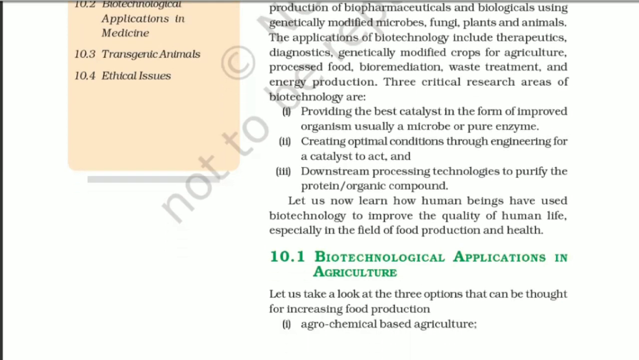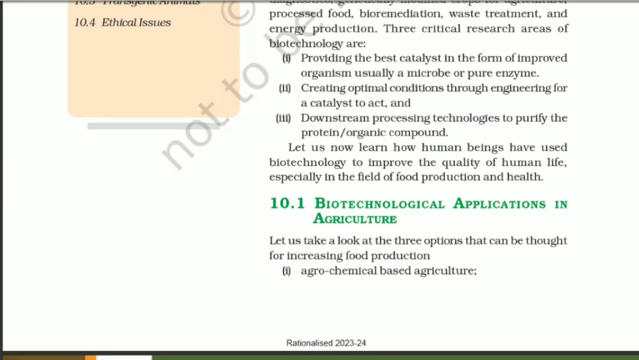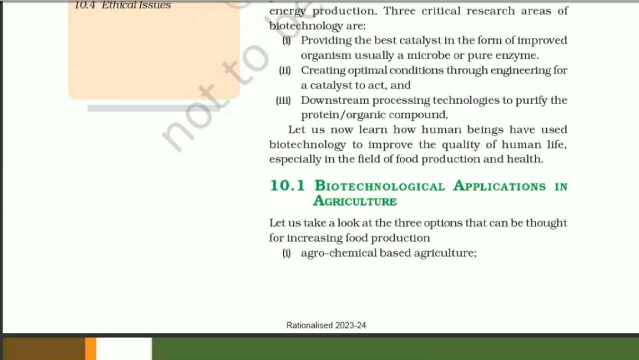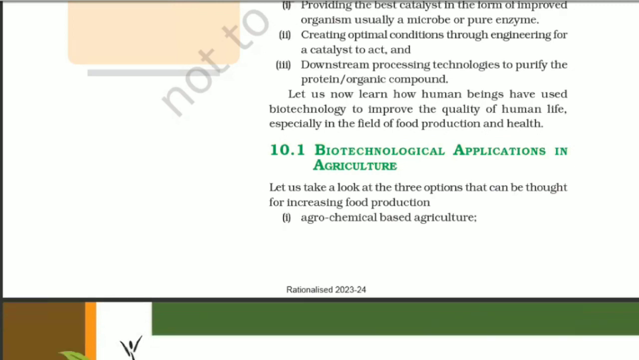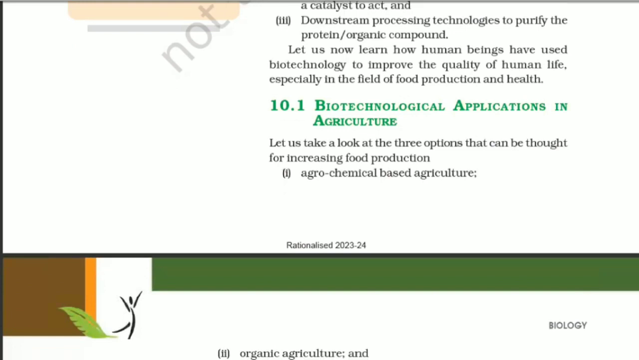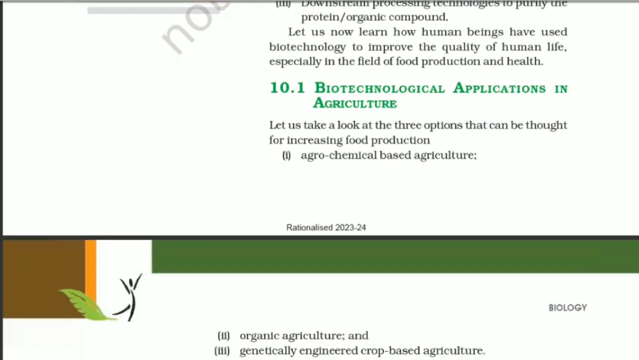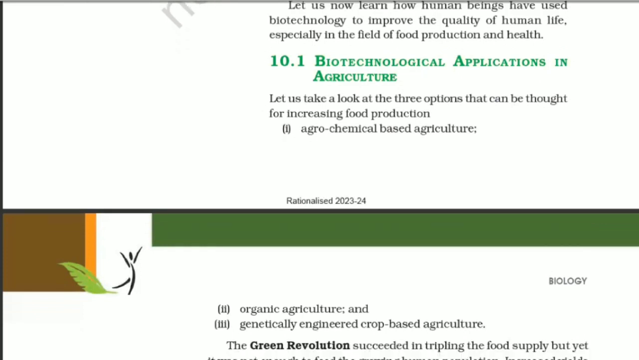Three critical research areas of biotechnology are: number one, providing the best catalyst in the form of an improved organism, usually a microbe or pure enzyme. Number two, creating optimal conditions through engineering for a catalyst to act. And number three, downstream processing technologies to purify the protein or organic compound. Let us now learn how human beings have used biotechnology to improve the quality of human life, especially in the field of food production and health.